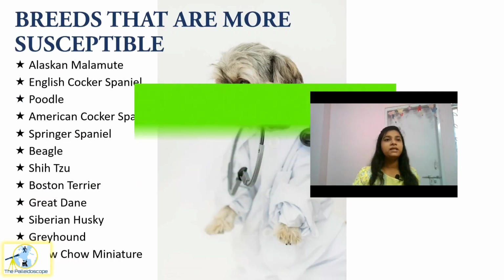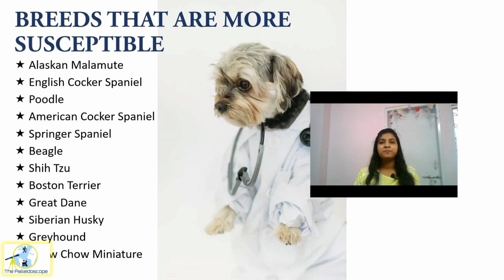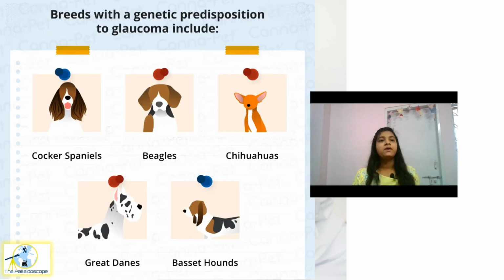Okay, let's move on. Breeds that are more susceptible. I told you in the very first slide that breed predisposition is highest in the dogs. Breeds that are most susceptible are Alaskan Malamute, English Cocker Spaniel, then Poodle, American Cocker Spaniel, Springer Spaniel, Beagle, Shih Tzu, Boston Terrier, Great Dane, Siberian Husky, Greyhound, miniature. Basically the dogs that have smaller nose, brachycephalic dogs are more susceptible here.